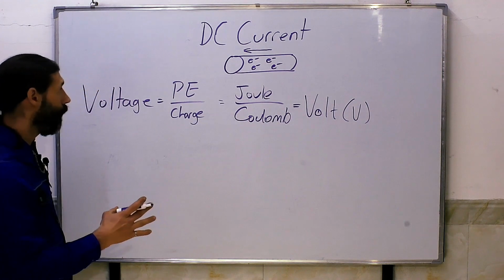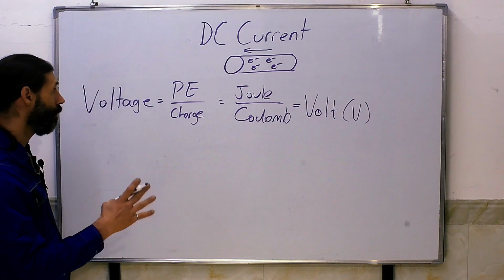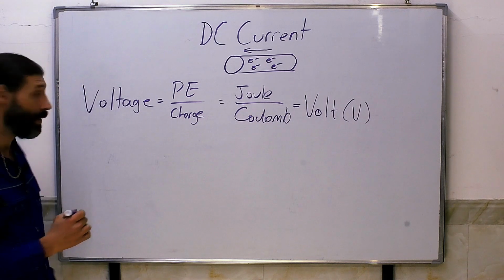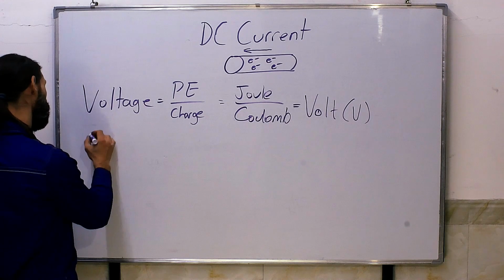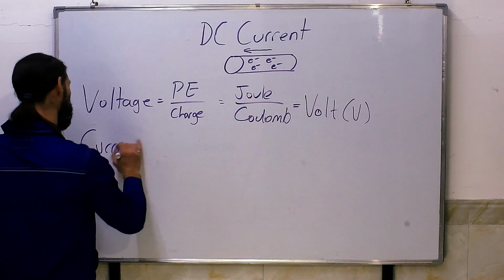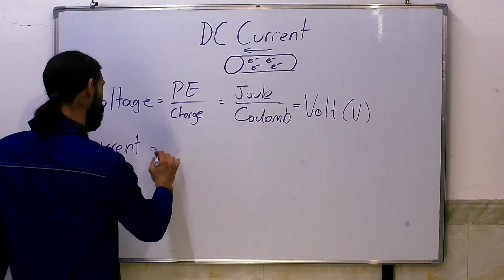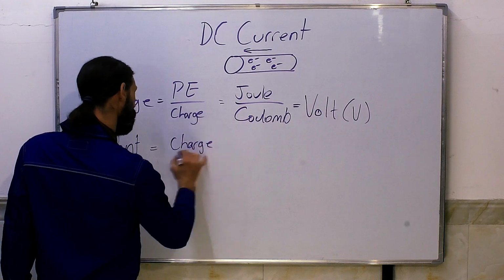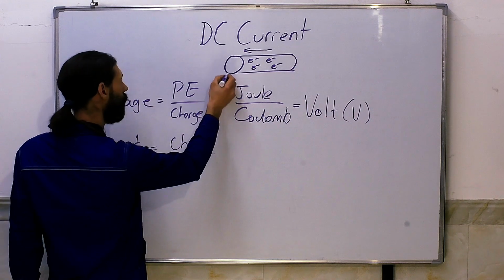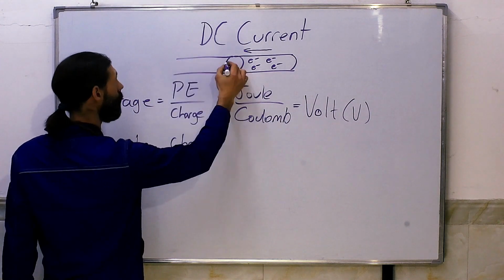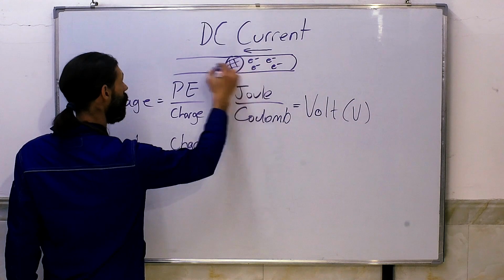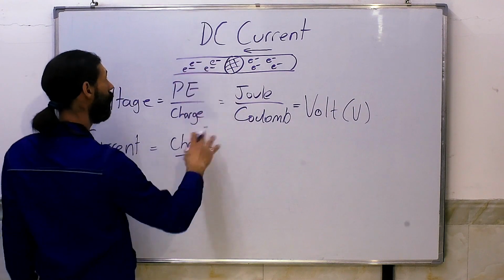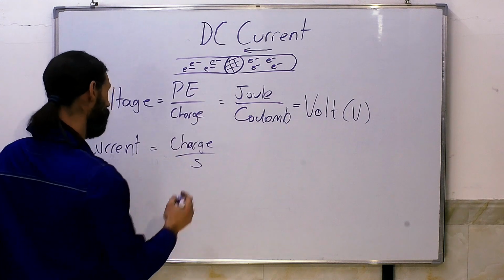Next, we want to know how much charge flows per second. That's called the current. The current is the flow of charge per second. So if we take our wire and consider this the cross section, we're looking at how much charge flows per second.